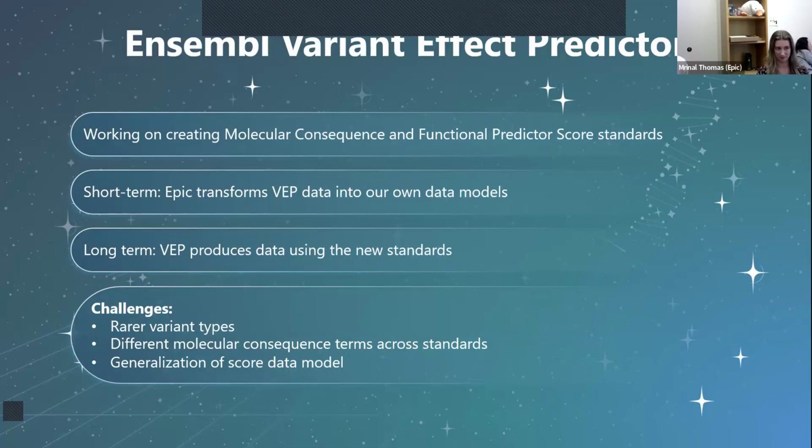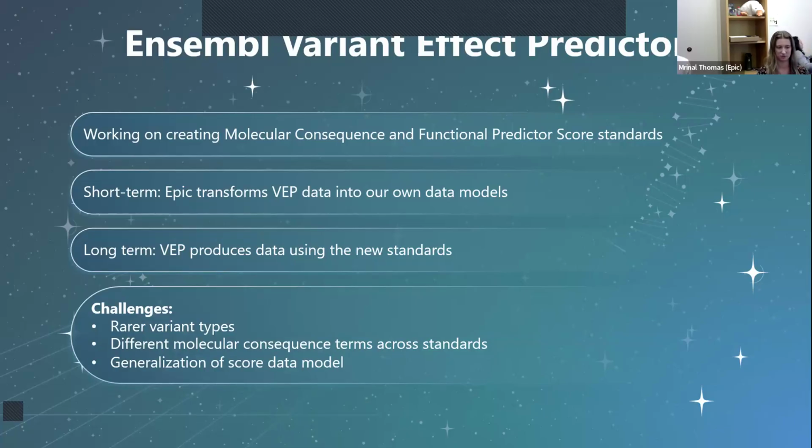And then now, since we have Ensembl on board, our long-term goal is to ingest VEP's output that will be produced directly in the GKS format. So we don't have to do any sort of transform. We'll just be able to ingest it directly, which will be super great in terms of maintenance and upkeep of our pipeline. We have faced a couple of challenges with this implementation that I will share.